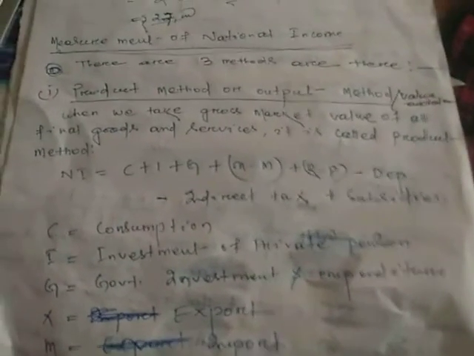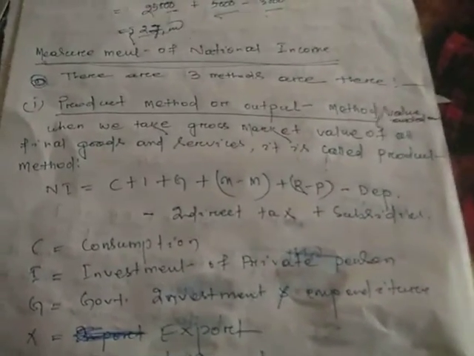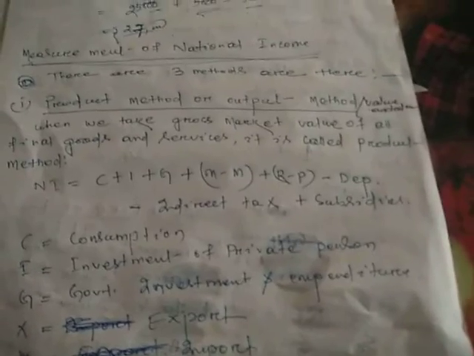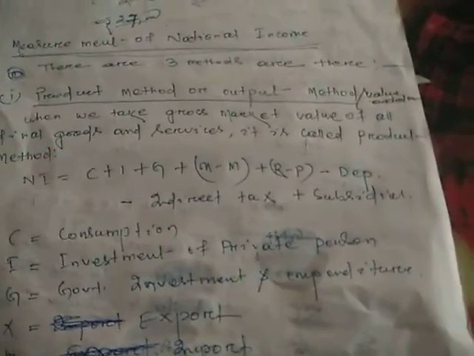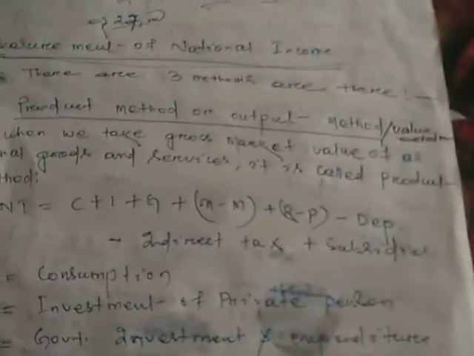has to make a plan that how this amount will be expended in different sectors, how it will be invested in different sectors ultimately. That is the measurement of national income. So now there are three methods to measure the national income.